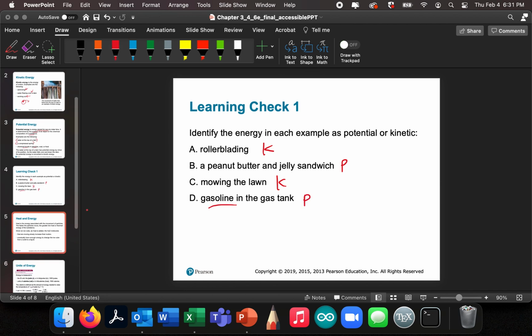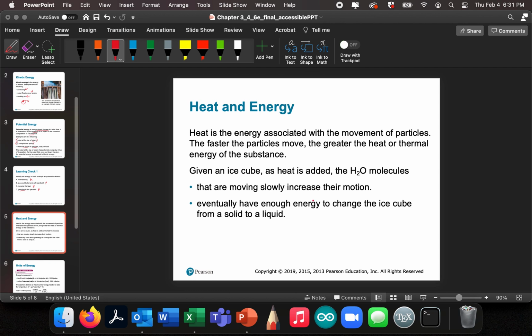All right, so now let's talk about heat and energy. Heat is the energy that's associated with the movement of particles. Okay, so the faster the particles move, the greater the heat or the thermal energy of the substance. So if you have an ice cube, as you add heat to it, the water molecules move faster. They increase their motion, okay? And they eventually have enough energy to change the ice cube from a solid to a liquid because they're moving so fast, okay? So again, heat is the energy associated with the movement of particles. The faster they move, the more heat that you have.